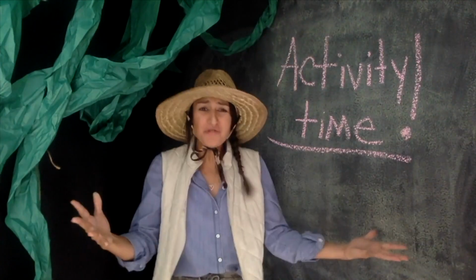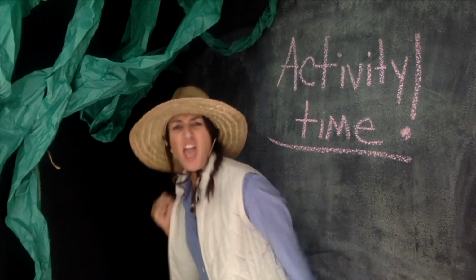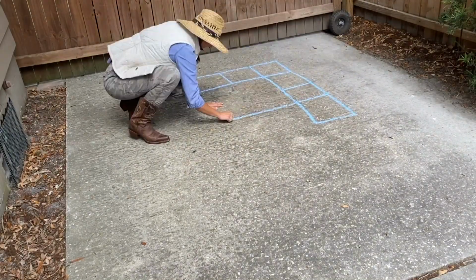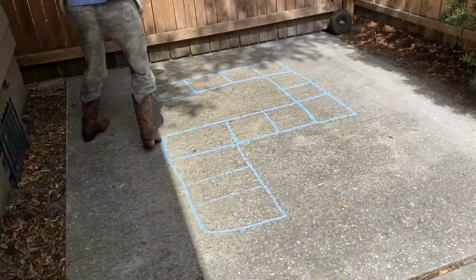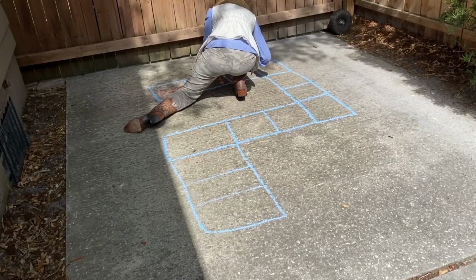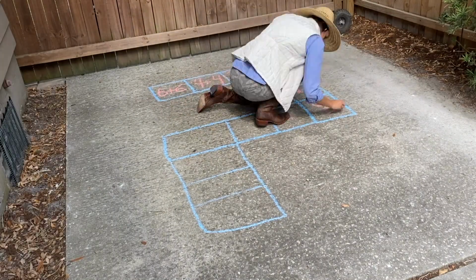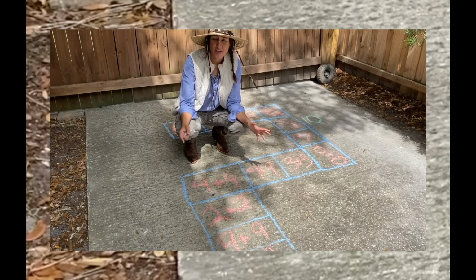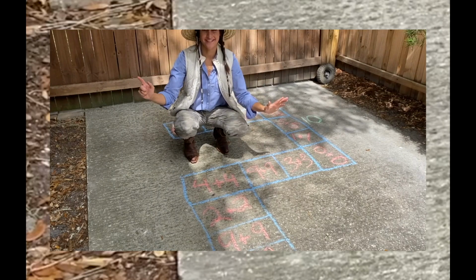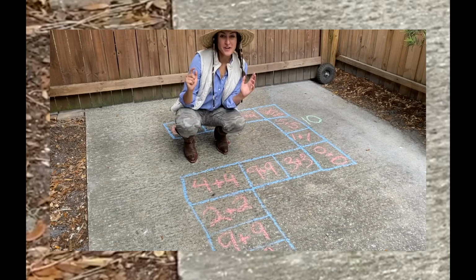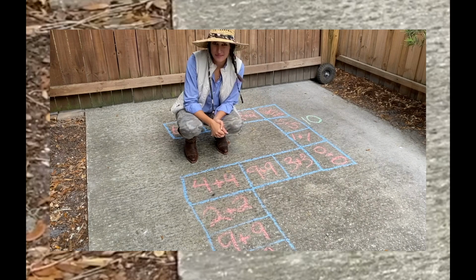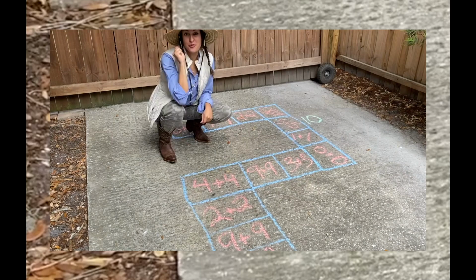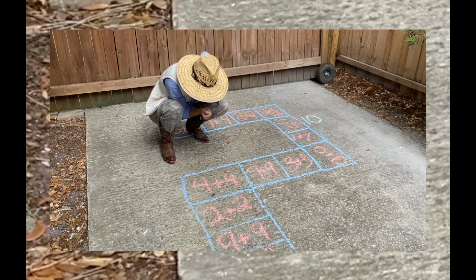All right, you know what time it is. It's activity time! I don't know about you, but this activity looks super fun. This is a great way to practice doing doubles. First, you need a number cube. Roll your number cube.